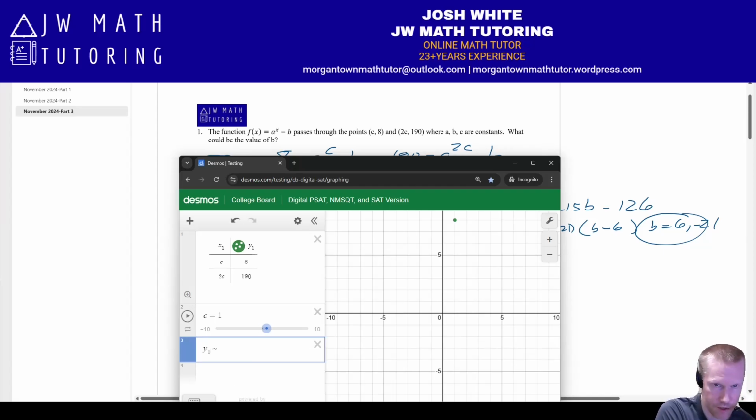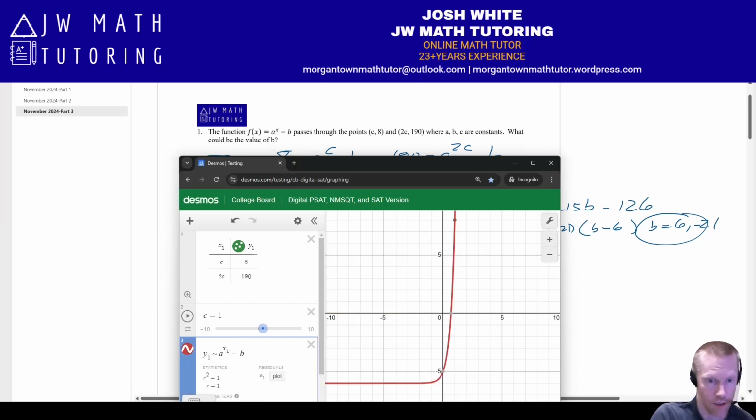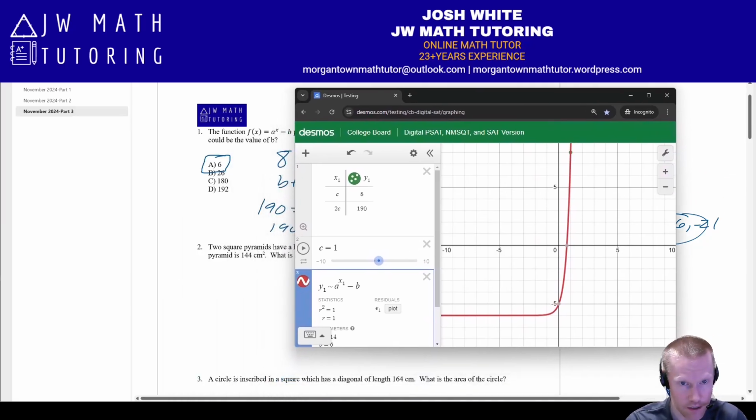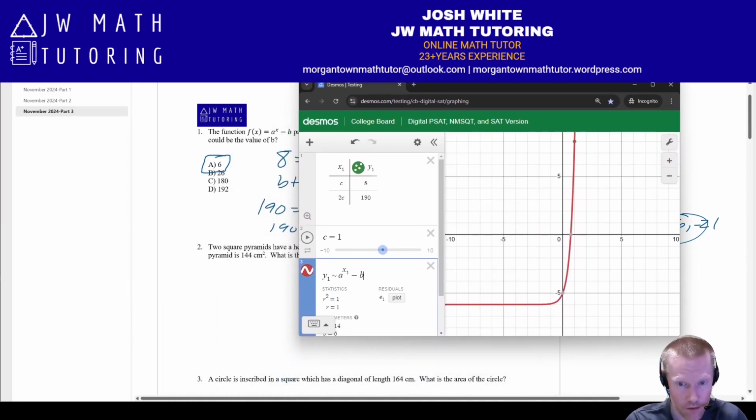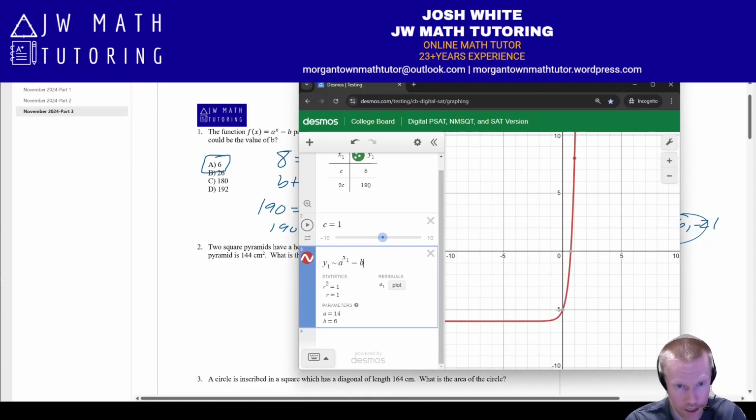Next, I'm just going to do a regression, specifically just an exponential regression, in the exact format that the function is given in. Okay, so I've got c comma 8, 2c comma 190. Those are my 2 points. I've got a slider for c, which I'll talk about in a second. Now I have my regression statement here, and it gives me a value of b equals 6.